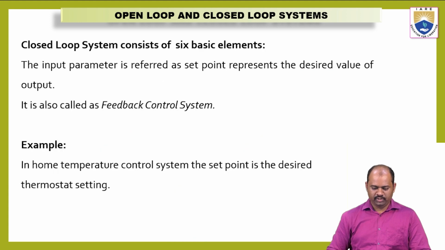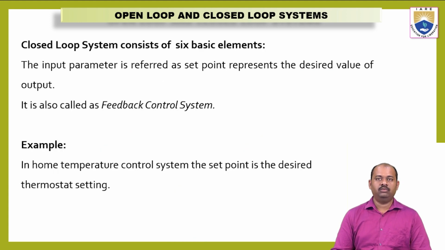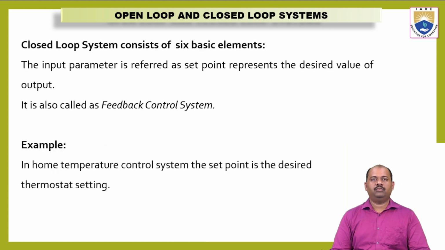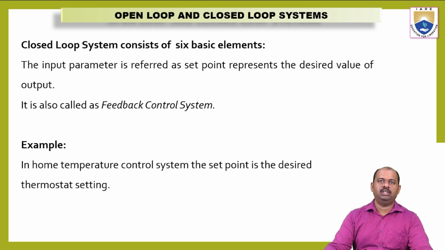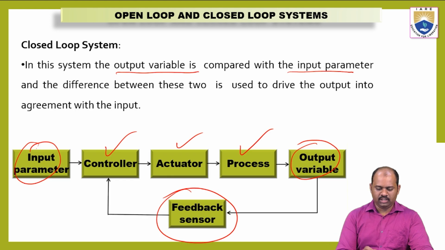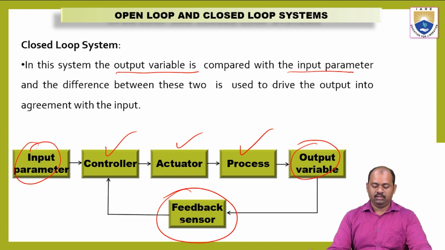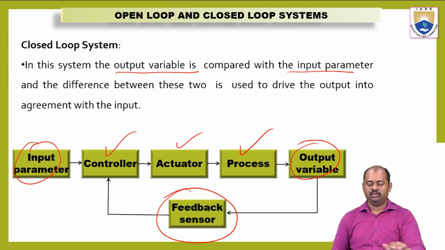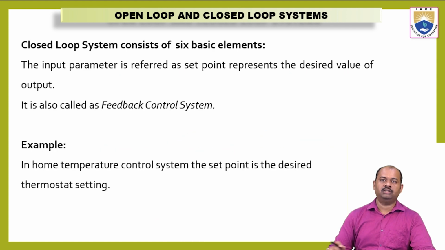First of all, we'll see the basic elements of any closed loop system. These are the basic elements: input, controller, actuator, process, output variable, and feedback sensor. These are the six basic components of any closed loop system, starting from input, controller, actuator, process, output variable, and feedback sensor.